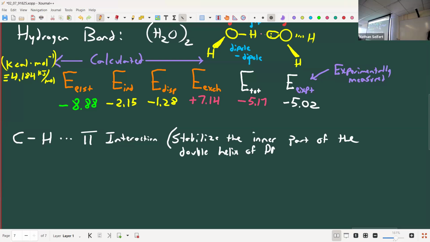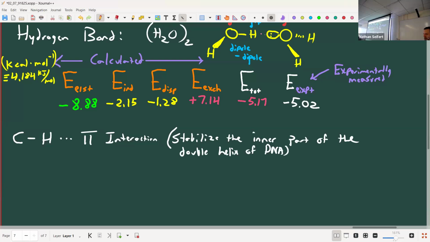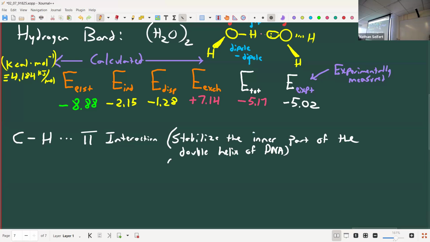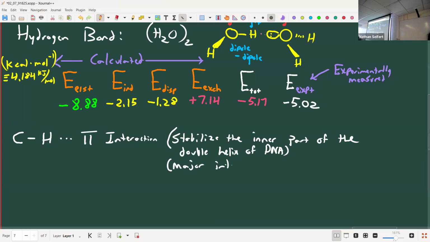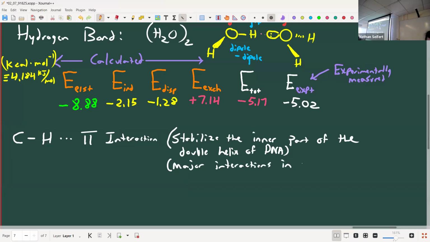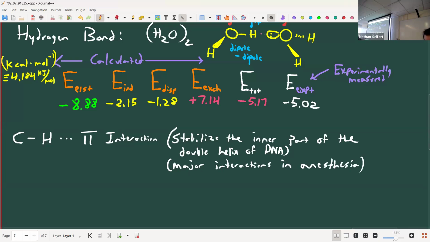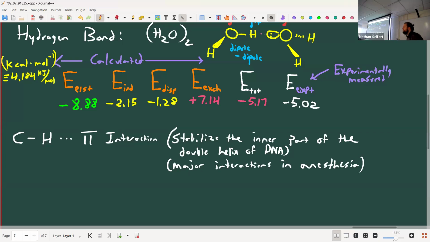Maybe next class we'll look at DNA structure a little more carefully and look at how these different forces play a role in the structure of DNA. These are also really big in medicinal chemistry. These are major interactions, in particular in anesthesia. It turns out in most anesthetics, the way that they bind to their receptors is through these CH-pi interactions.